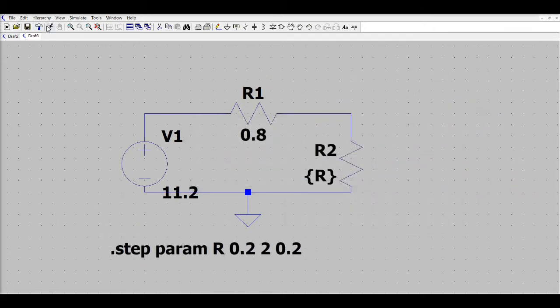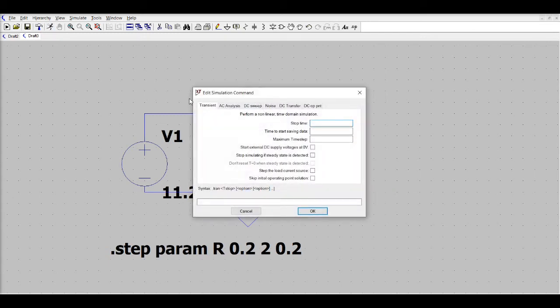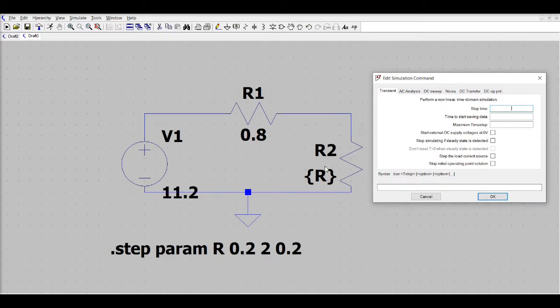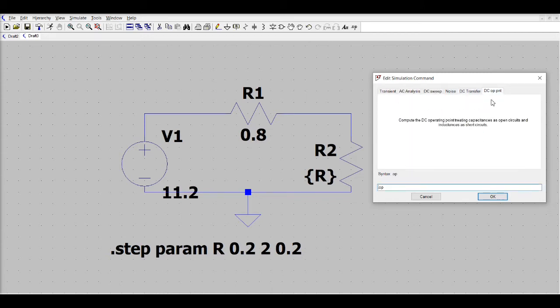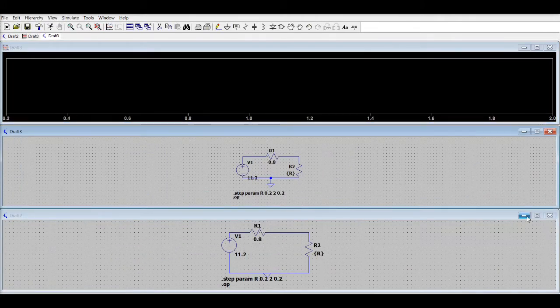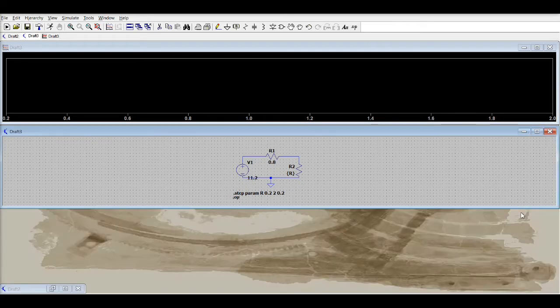Now I have to run the simulation. When I run the simulation, the simulation command window opens again. Over here what I'm varying is R, which I already put in. Now which option do I have to choose? I'm going to choose the DC operating point option, because this is just one voltage. We are not varying the voltage over here. So I'm going to select .op and press OK. After that, you will see this opens up, so I'm just going to minimize that.